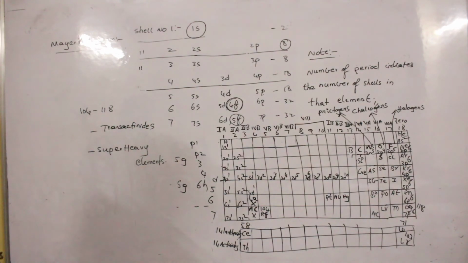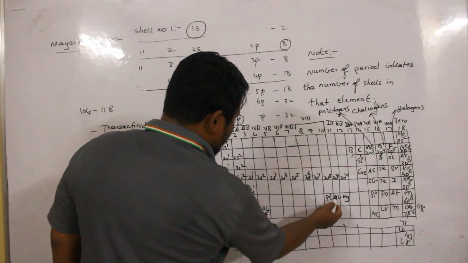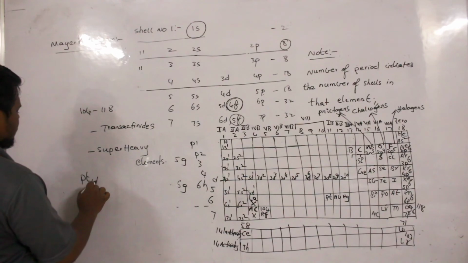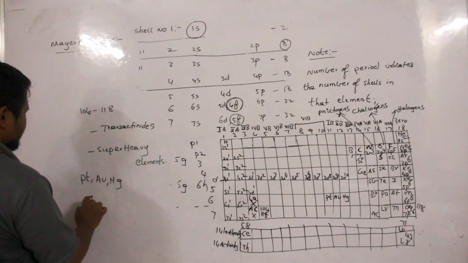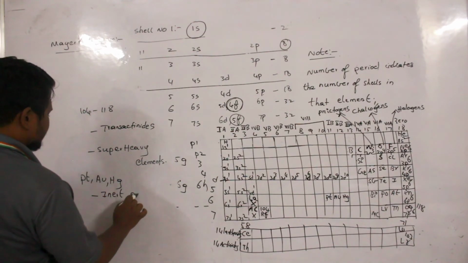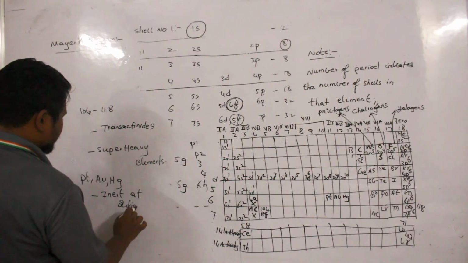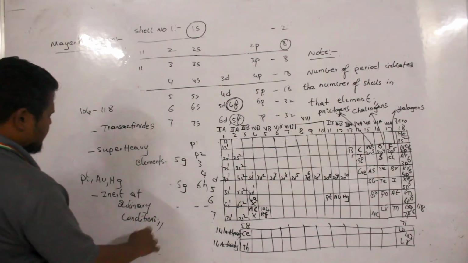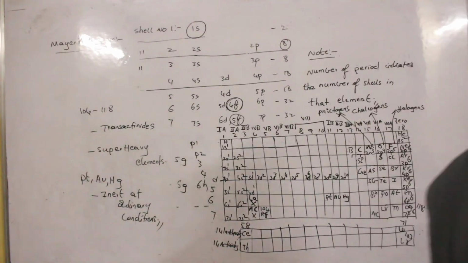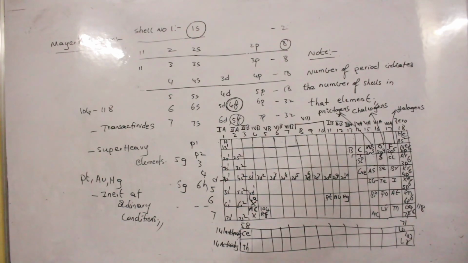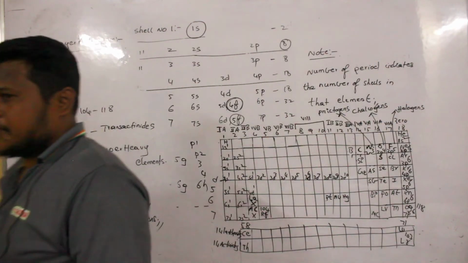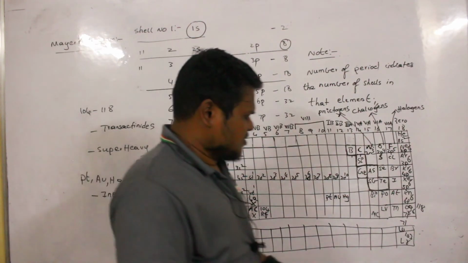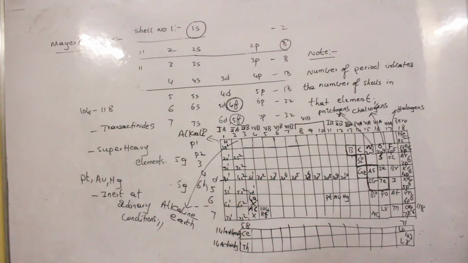And still what we have, see this platinum, gold and hydrogen. Clear? So platinum, gold and hydrogen, they are inert mostly at ordinary conditions. Okay? So at ordinary conditions they are stable. It means they do not react with anybody. Are you able to understand? And see here, clear? Similarly, we have some more elements also.